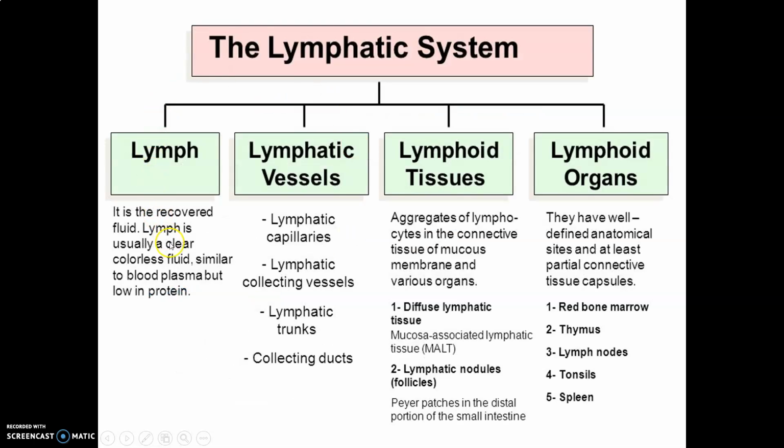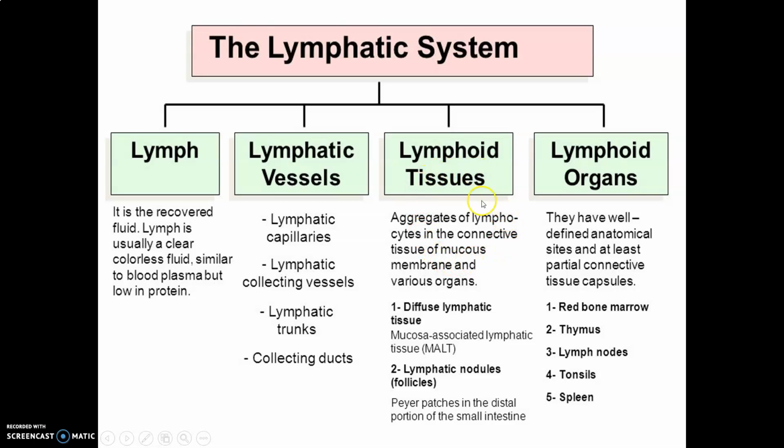The lymphatic system, as we were discussing, is the recovered fluid. Lymph is usually a clear, colorless fluid similar to blood plasma, but it is low in protein because the large size proteins are not able to leak, so they are not present in lymph. Lymphatic vessels mainly comprise either capillaries, collecting vessels, the lymphatic trunks, or collecting ducts.